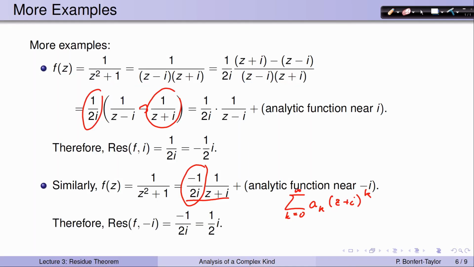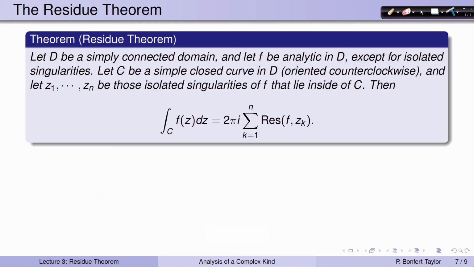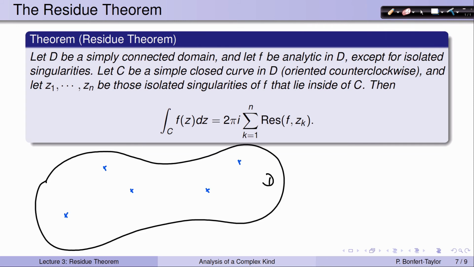Therefore, the residue of f at -i is -1 over 2i, which is 1/2 i. Here, finally, is the residue theorem, the powerful theorem that this lecture is all about. Suppose D is a simply connected domain, and suppose f is an analytic function in this simply connected domain, except for isolated singularities. So here's my domain D, and I denoted the isolated singularities with these little x's.